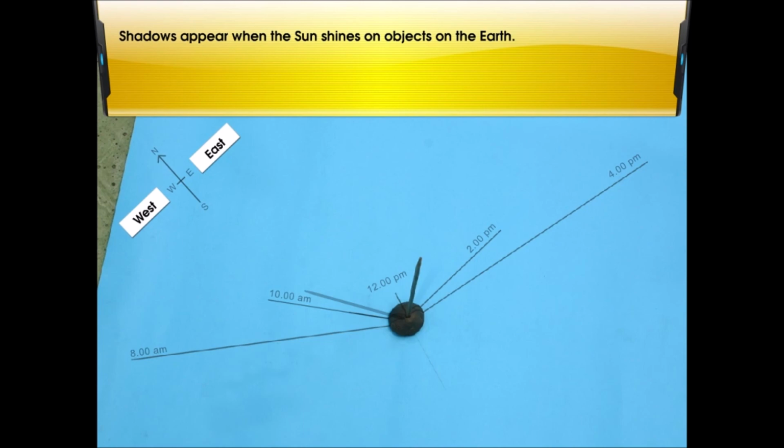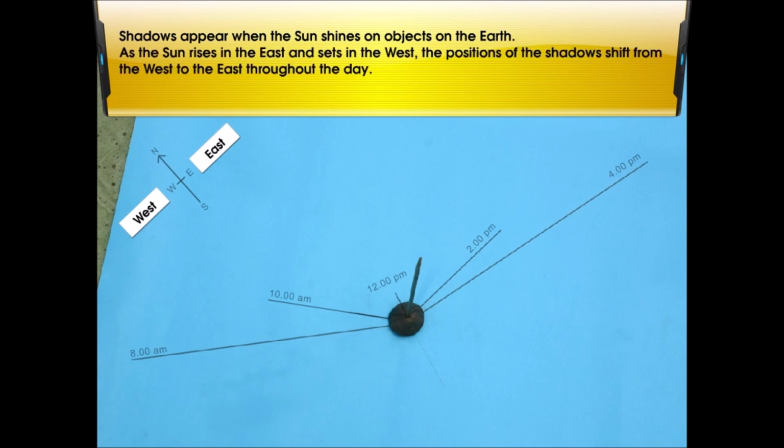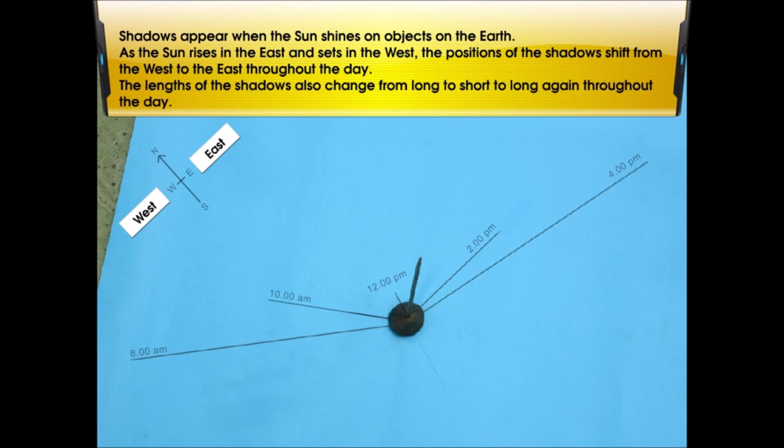Shadows appear when the sun shines on objects on the Earth. As the sun rises in the east and sets in the west, the positions of the shadows shift from the west to the east throughout the day. The lengths of the shadows also change from long to short to long again throughout the day.